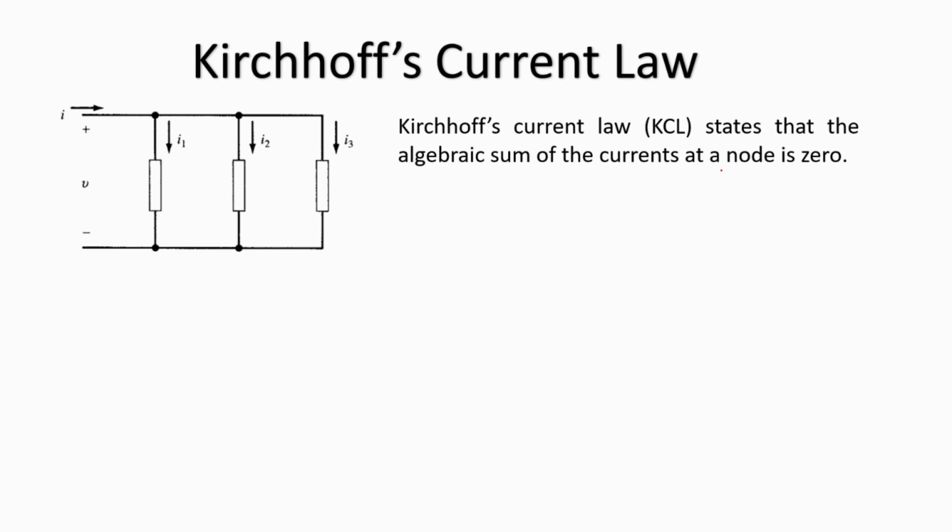In order to understand this better, we should first know what the term node here really means. A node could actually be of two types. The first type is a simple node, and the second one is called a principal node. A simple node is one where you have just two components connected.